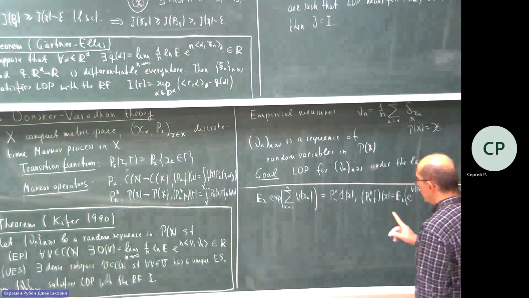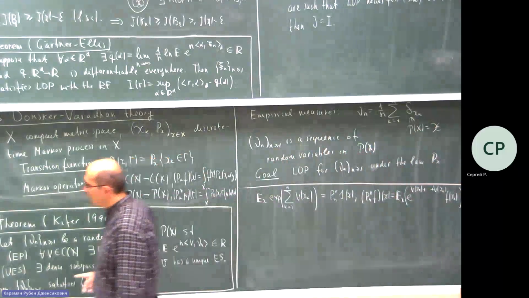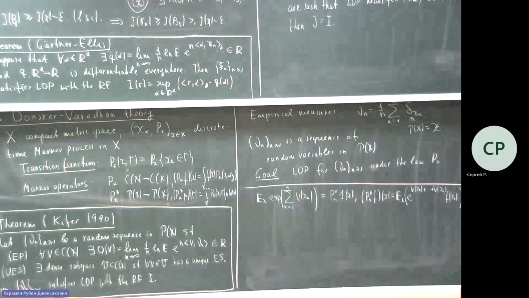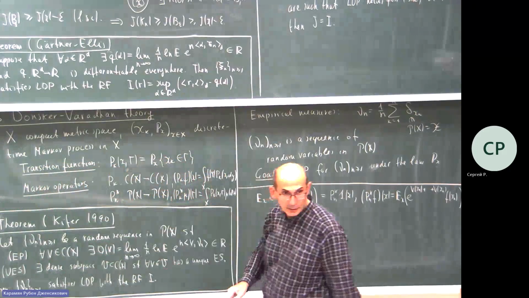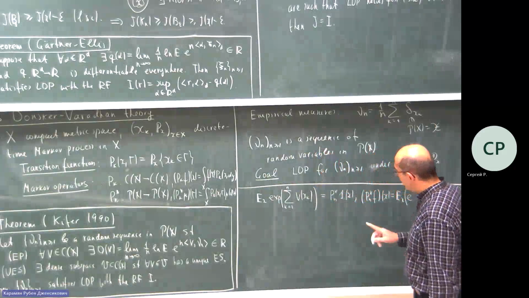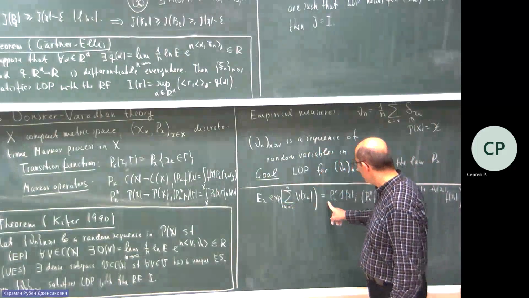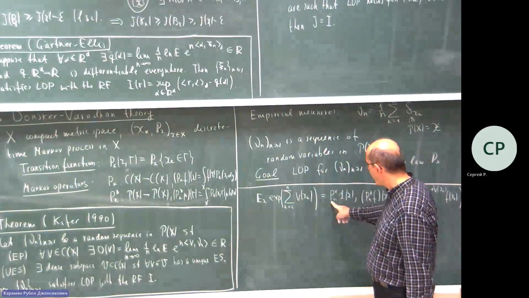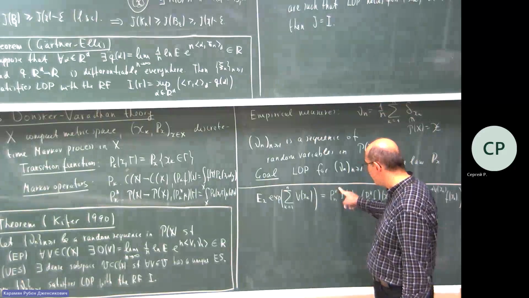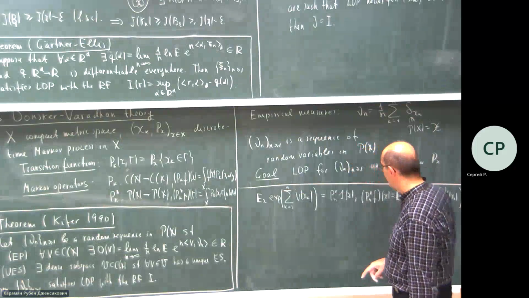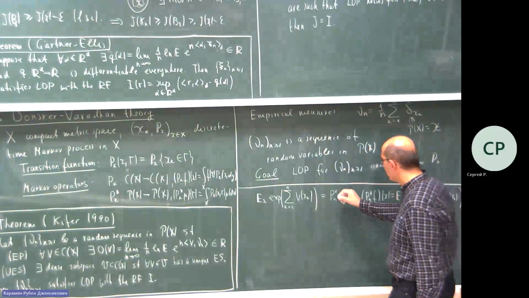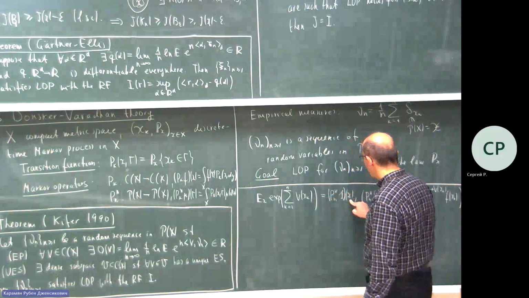Right, so once again, I need to calculate the logarithm of this expression divided by n, as n goes to infinity. Now let's consider the expectation. The claim is that this expectation can be written as an operator which I denote by P_n^V. It depends on n and on V. It is applied to the function identically equal to 1 and calculated at the point x.